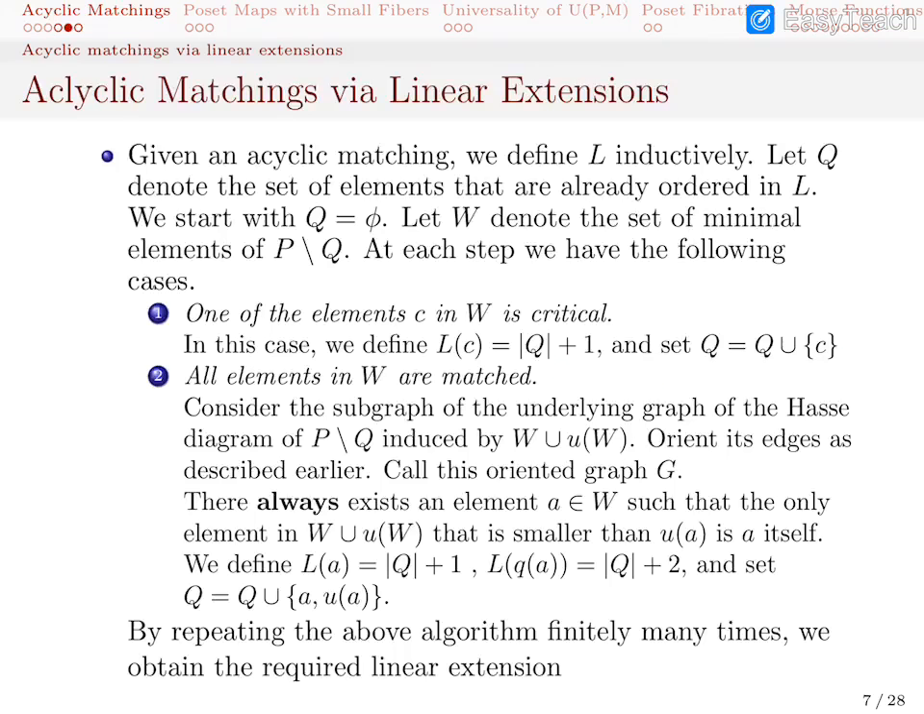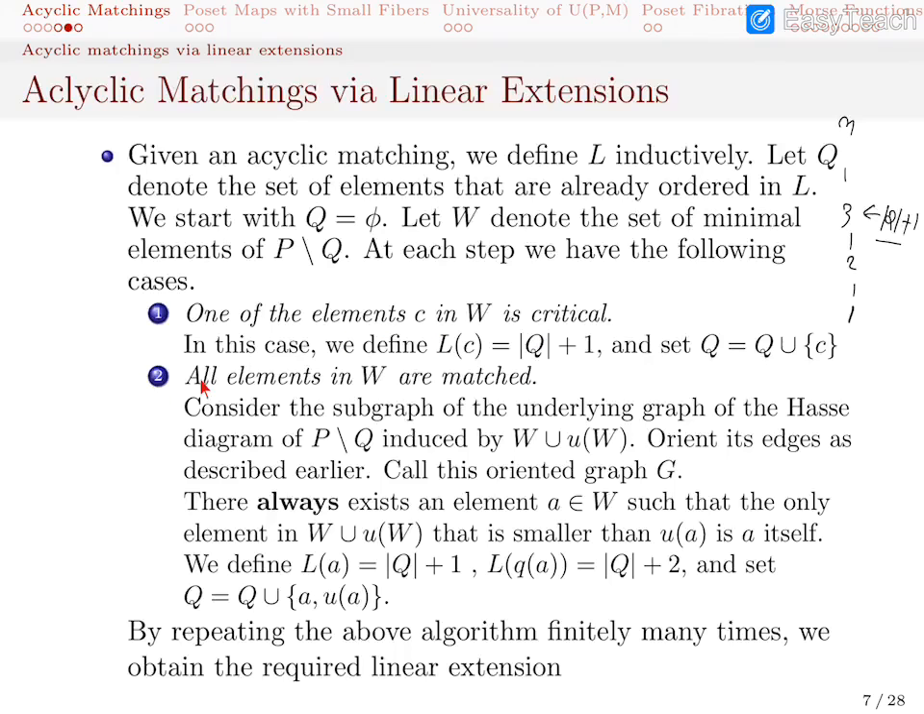So I would just remark that a chain is something like this. We have 1, 2, 3 and so on up till n. And so this thing will just be |Q| plus 1. I will just be looking at that element which corresponds to |Q| plus 1 in that chain. So this is your definition if you have a critical element in W.